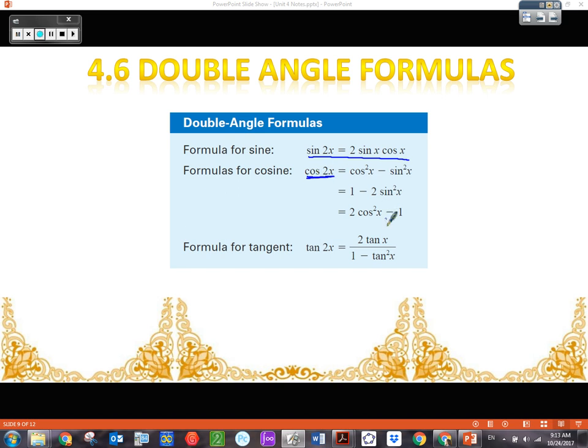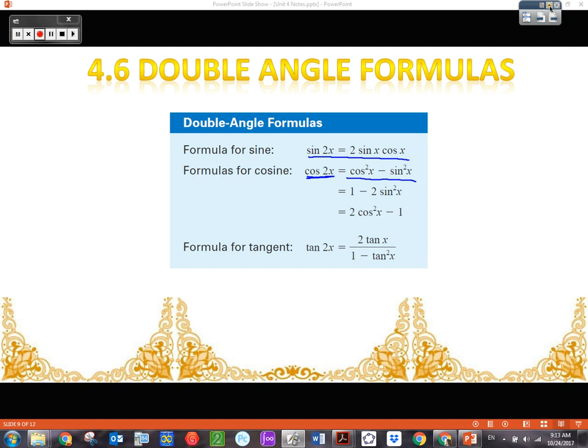I do want to talk about this cosine 2x. Notice how there are three formulas here. Really, I just memorized the first one. I have enough formulas in my head, right? I have lots of formulas in my head, calculus formulas, all that kind of stuff. And so the fewer formulas I can memorize, the better. So I memorized cosine squared minus sine squared. If I want to generate the other two, I can.